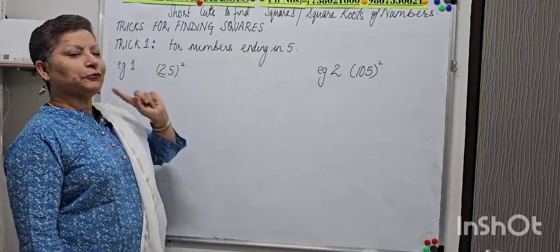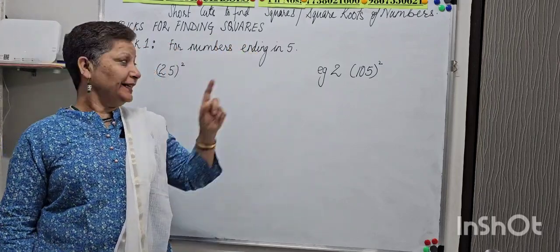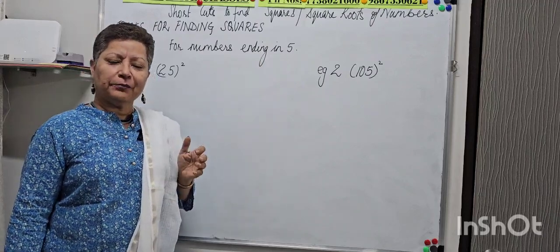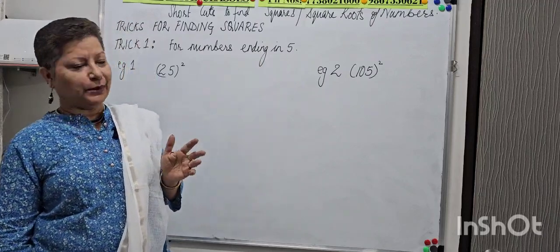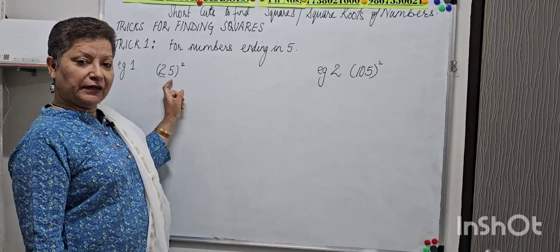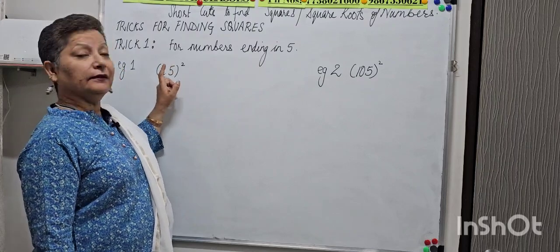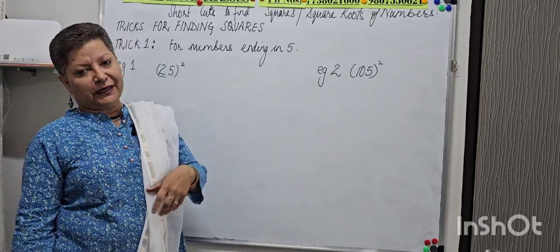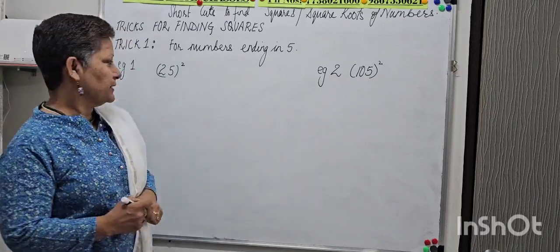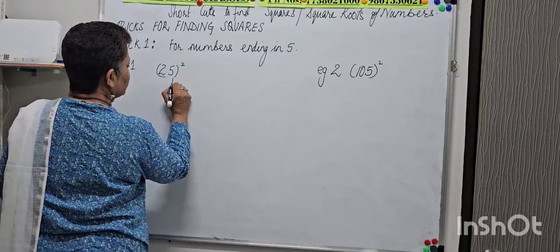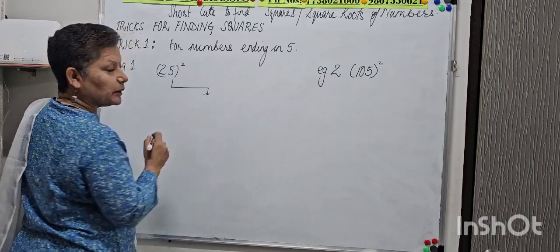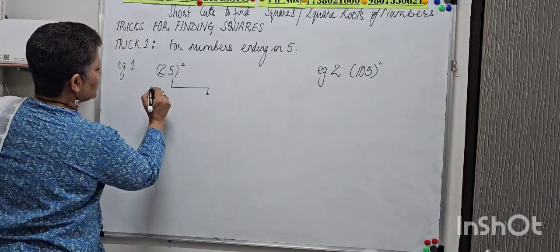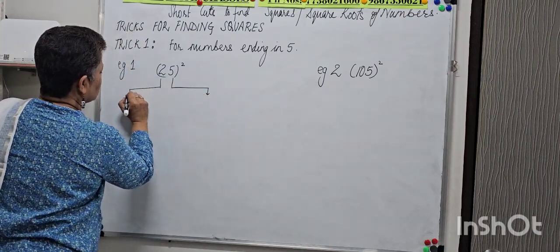The first trick that I'm going to talk about is where the number ends in 5. What does that mean? Where the units place digit is 5. So if I look at 25 square, again, the units place is 5. If you look at 105, the units place is 5. So how do I go about it? In this case, I split up the number into the units place and the tens place.